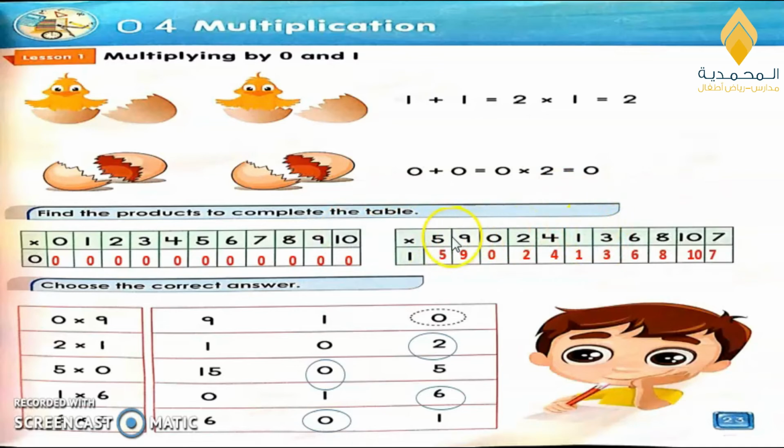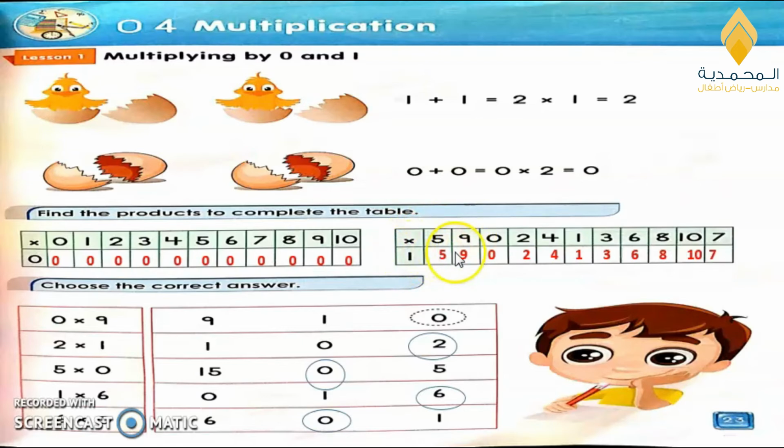We have here numbers from 5 to 9 and 0, yeah? And we should multiply each number by 1. As I mentioned before, if I multiply any number with 1, it will give me the same factor or the same number. As you can see, 5 times 1 is 5.